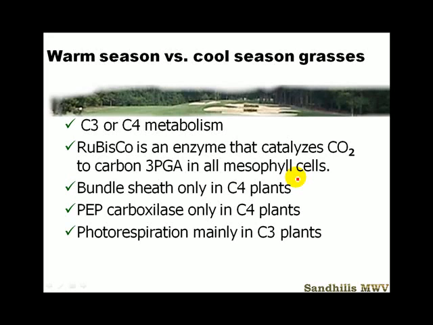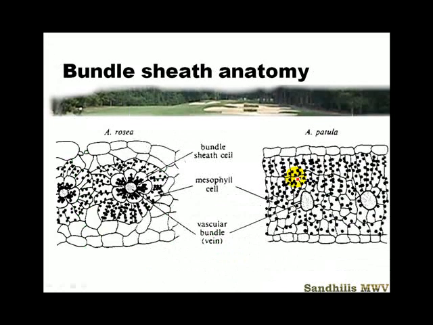Cool season grasses cannot photosynthesize with their stomates closed. Warm season grasses can. So here's an example. We've got these mesophyll cells. Rubisco is this dark color. So in the cool season plant, say this is a Kentucky bluegrass, the rubisco is everywhere. So it's blindly looking.